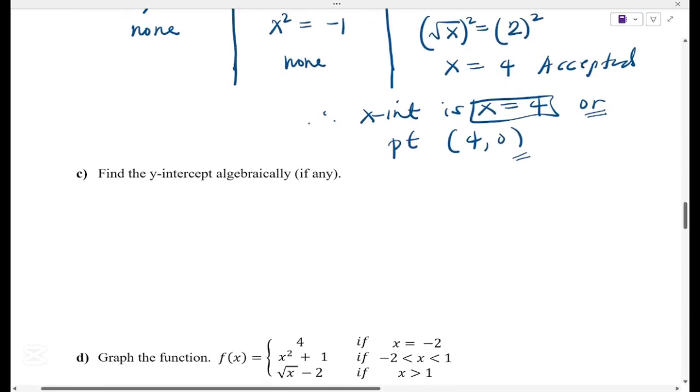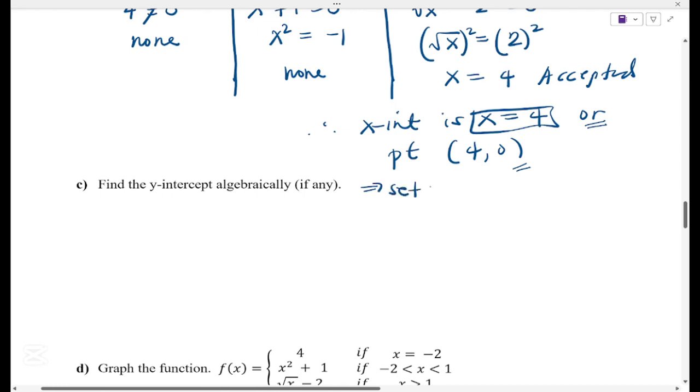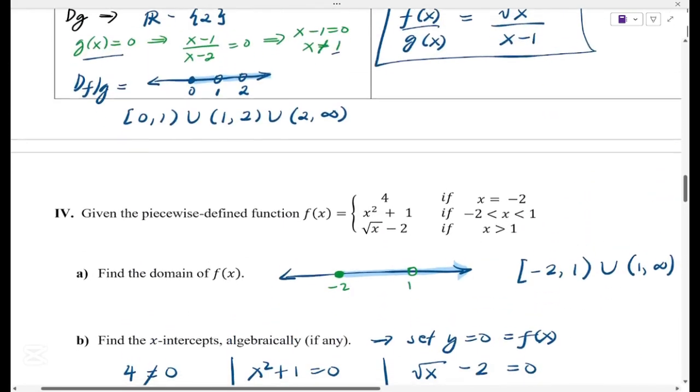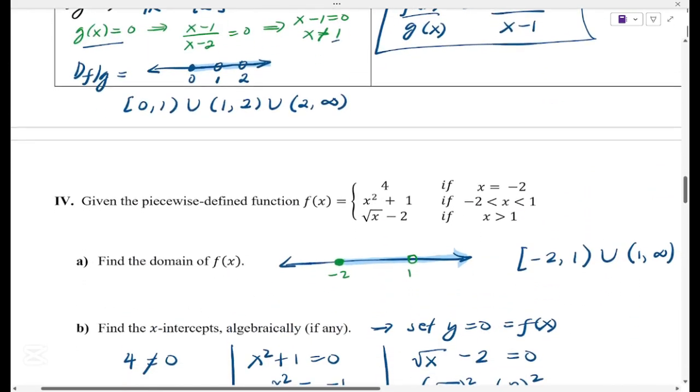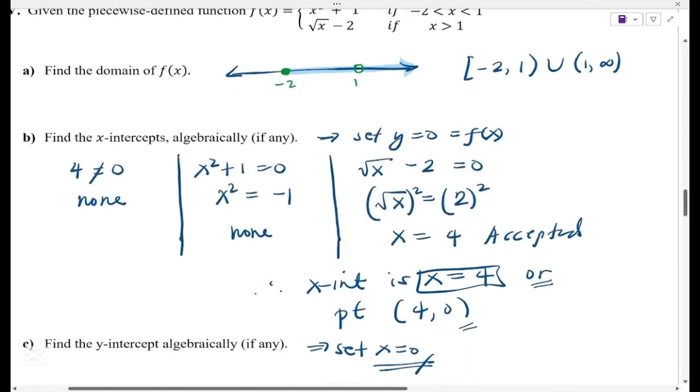For the y-intercept, we have to set x equal to 0. Since we know that x is 0, we have to find out which equation to use here. Meaning, in solving for the y-intercept, you will only use one equation, because for any relation to be a function, there should be only one output, only one y-intercept. So where is x equal to 0? x equal to 0 is in this interval, and the equation is x squared plus 1. So you will only use the second equation.